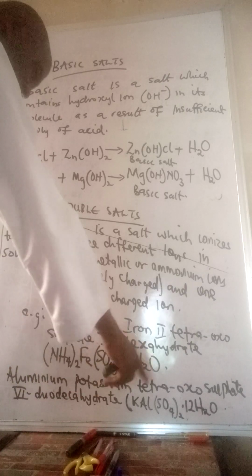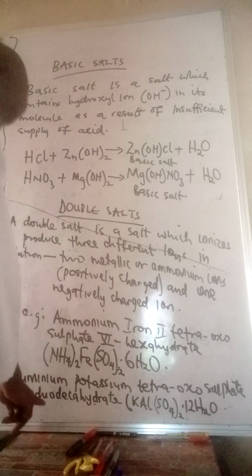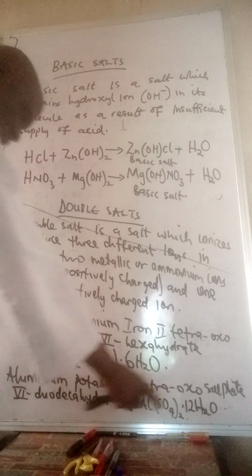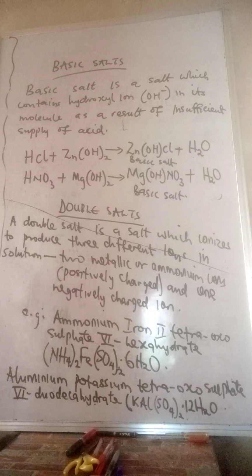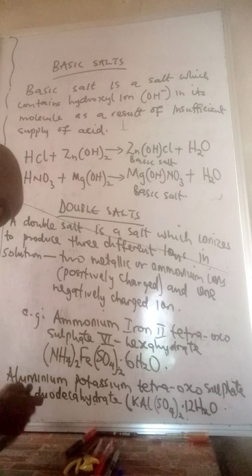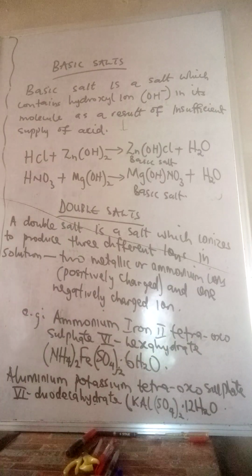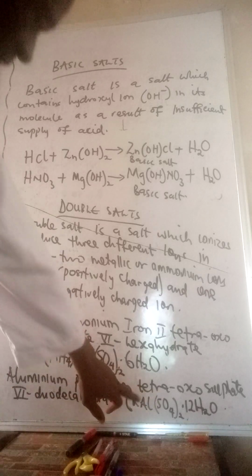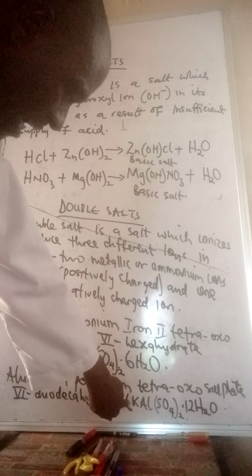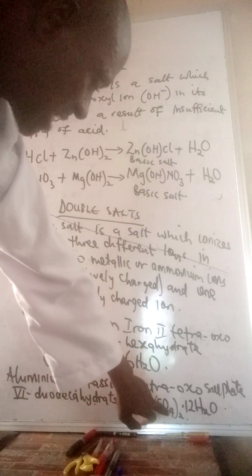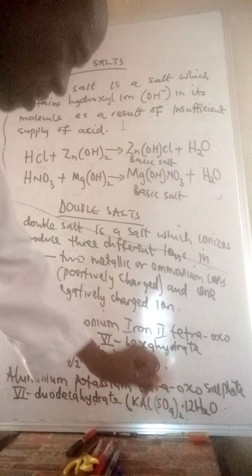Okay? Now, let's have a look at another salt. Aluminium potassium tetraoxosulfate 6 dodecahydrate. Dodeca means 12, so dodecahydrate means 12 molecules of water. Lest I forget, this is called potash alum. This very particular salt is called potash alum, the alum we use in the house. This is the formula for it, and this is the name. So that means when it ionizes, it will ionize into potassium ion, which is positively charged, aluminium ion, which is positively charged, and tetraoxosulfate 6 ion, which is negatively charged.